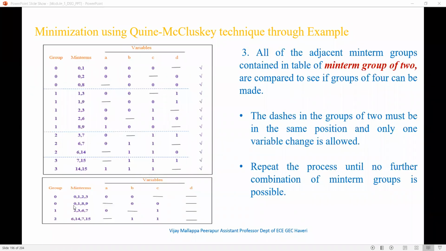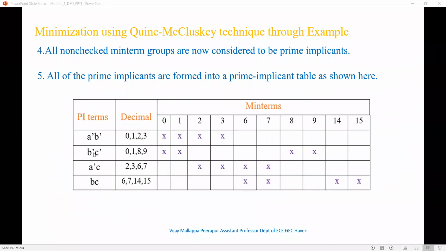Similarly for the second one, we have 0 1 8 9. Here B is 0 and C is 0, so that's the reason we have written it as B bar C bar. And which are the mean terms? We have 0 1 8 and 9. Accordingly, put the X in front of 8, in this, which is nothing but our prime implicant table.